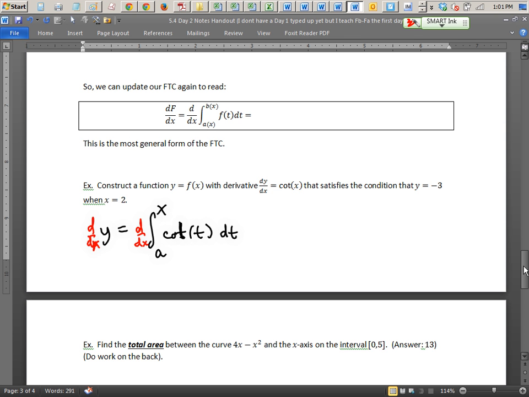Cotan x. Yeah, you just substitute the x in for the t. See what I did there? Okay, so I'm going to erase the d dx's. This is my function. When you differentiate it, sure enough, you get cotan x. So I'm off to a pretty good start.